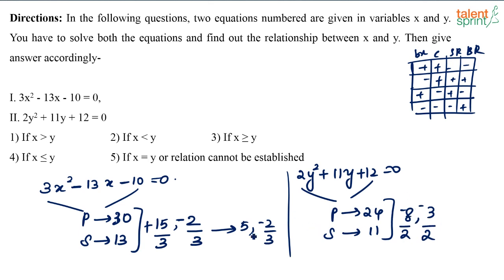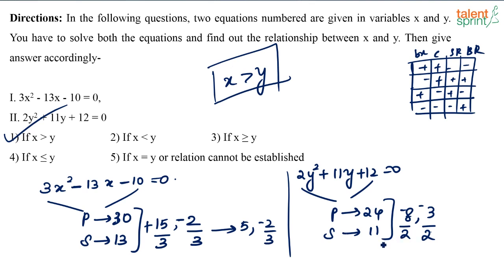See, obviously x is greater than y. Minus 2 by 3, right? That is greater than minus 1.5 and minus 4. Similarly, 5 is greater than both of these. So what will be the answer? I can say x is greater than y. That is option 1, if x is greater than y.